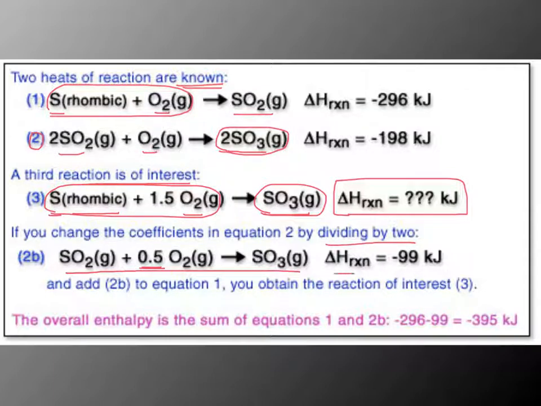Notice too that we had to change the figure for the kilojoules for this reaction, because the one that is given up here is making 2 moles of sulfur trioxide, so the change in enthalpy would be twice as much as if you're only making 1 mole of sulfur trioxide. So let's go to the next slide where I have written it out again and we can talk about what the next step is.